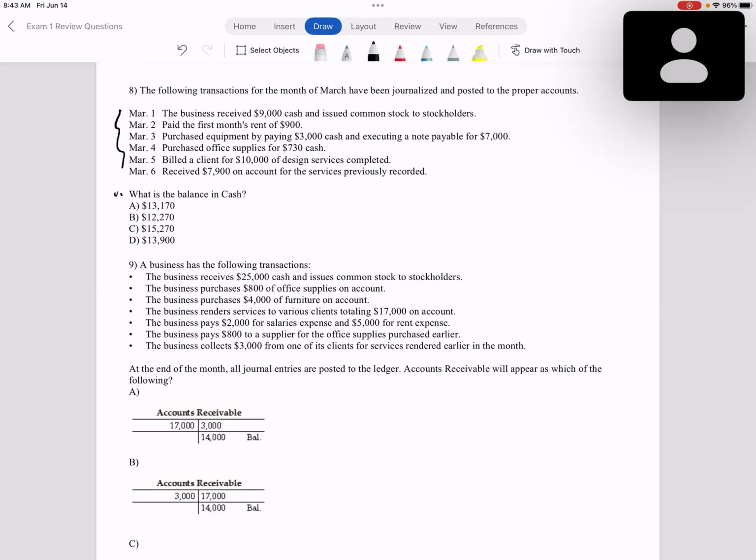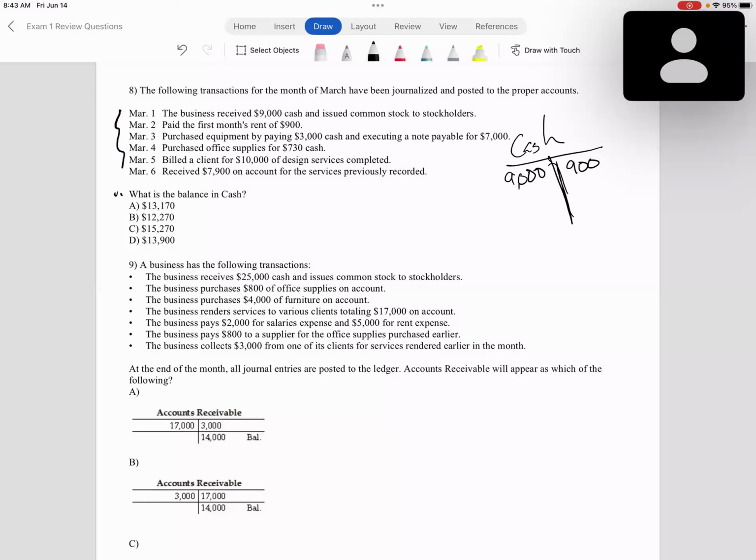So I just want to think through this and say, okay, of these transactions, what increases cash and what decreases cash? We can put it into a T account. Honestly, I probably wouldn't, I would just do pluses and minuses, but we'll do a T account just to show you how that works. So we have the cash T account, and the business received $9,000 cash. That would be a debit, increasing our cash account. Paid first month rent, $900. That's cash going out, so that would credit that account.